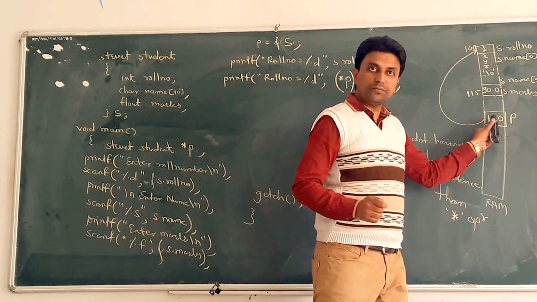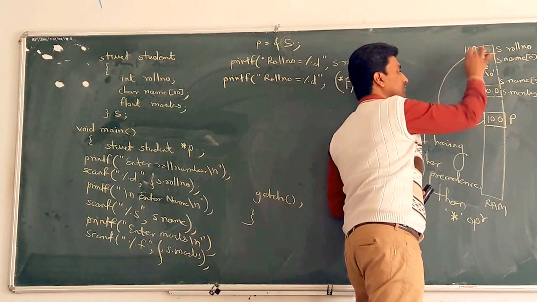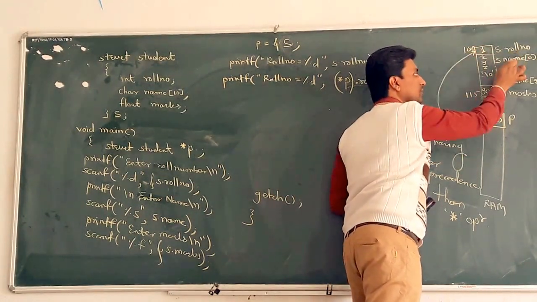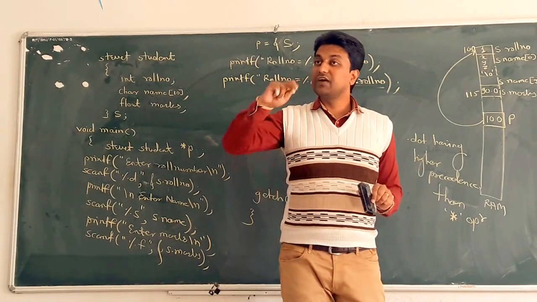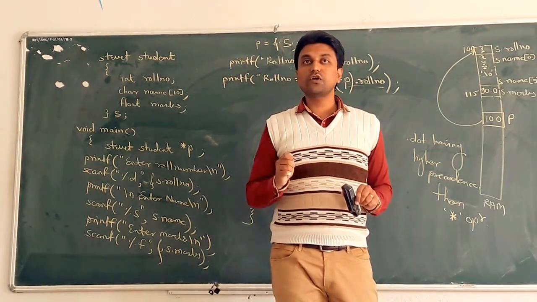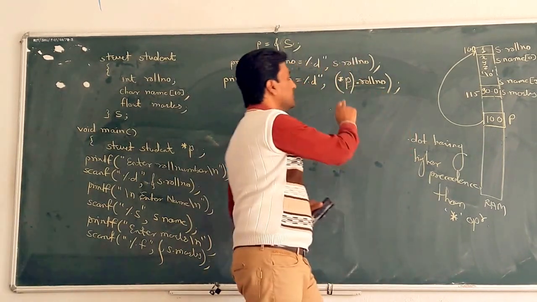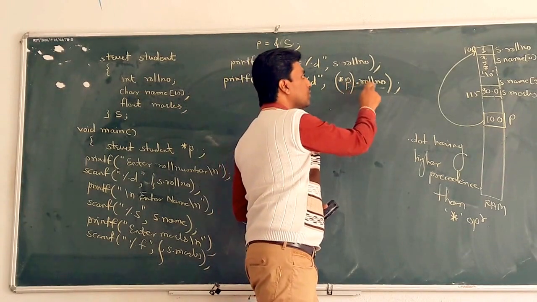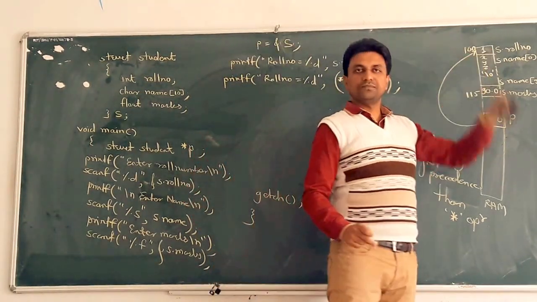Whatever may be the address in the P, value at that address location. So what is there? Value at that address location: roll number, name and marks. Three values are there. Okay, and after that, what executes? Dot. What is the use of the dot operator? Member accessing operator. After that, dot means what? Pointer P dot roll number. Now it gives you the result. What is the result? 1.